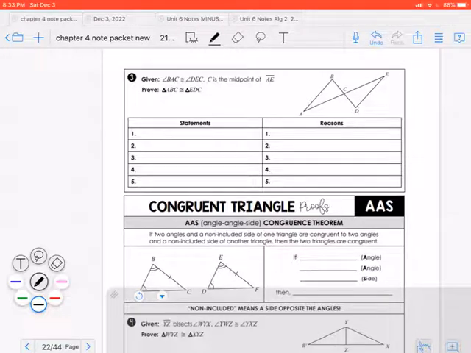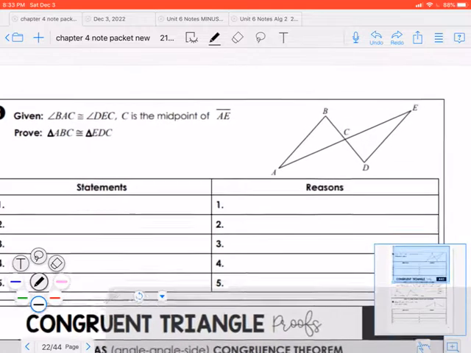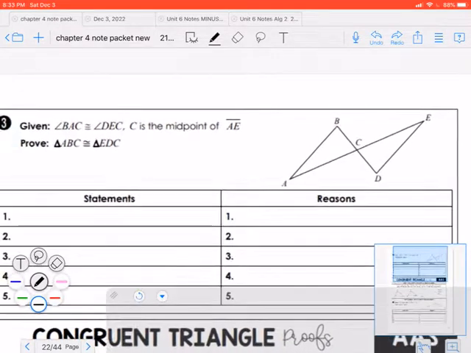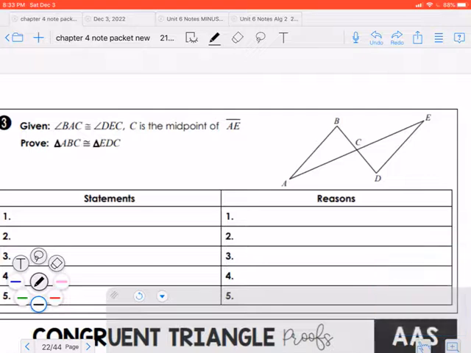Okay, so now we are trying one on our own. The statements are not given to us. Okay, let's take a look at what we have. It says angle BAC is congruent to angle DEC. So I'm going to mark that on the diagram. I haven't even read through them yet, but I'm going to go ahead and start the proof. Angle BAC is congruent to angle DEC. That is given to us.